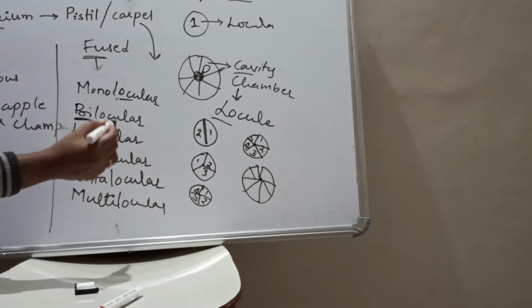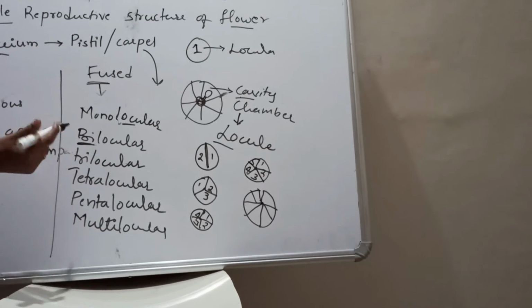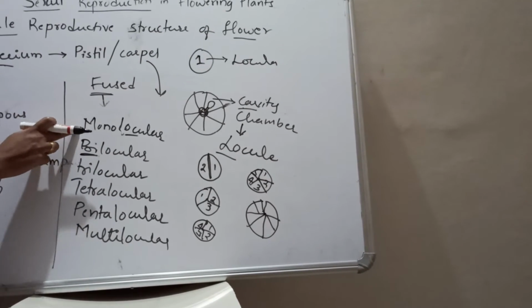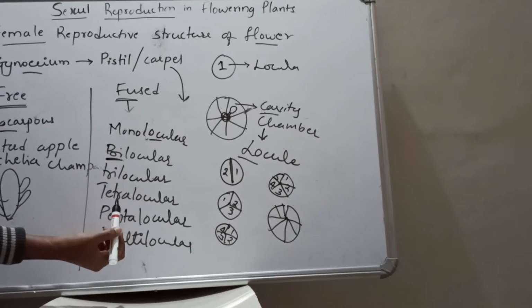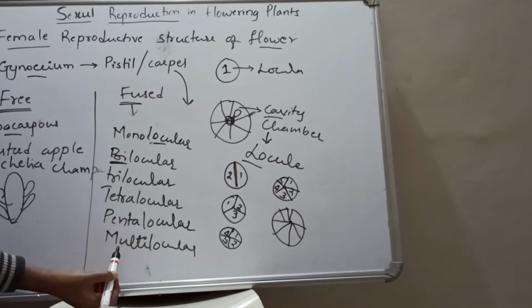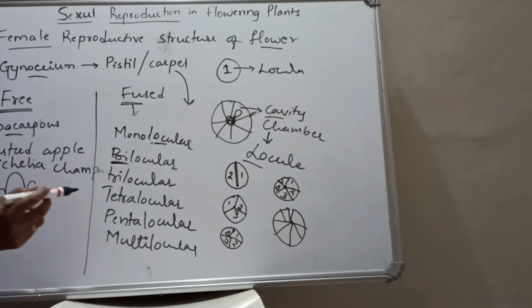On the basis of the number of carpels, the gynoecium can be divided or differentiated into monocarpellary, bicarpellary, tricarpellary, tetracarpellary, pentacarpellary and multicarpellary.